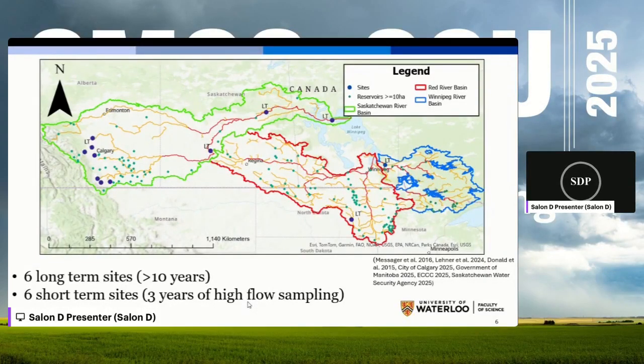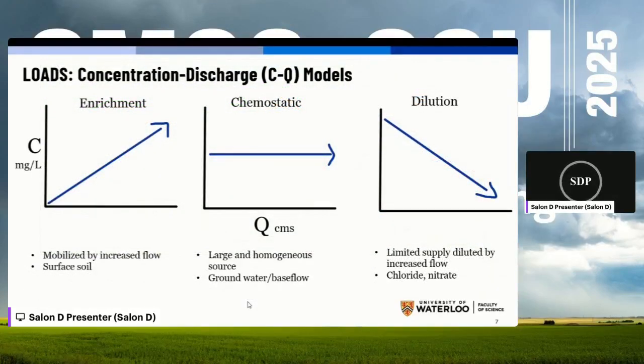We also found 6 short-term sites that were previously published in a paper by Donald et al. in 2015 from Environment Climate Change Canada. These sites only have 3 years of data, but had excellent sample coverage, making them suitable for the study. So some of you guessed it immediately when I said we were looking for paired concentration and discharge sites, but I use CQ modeling in my work.